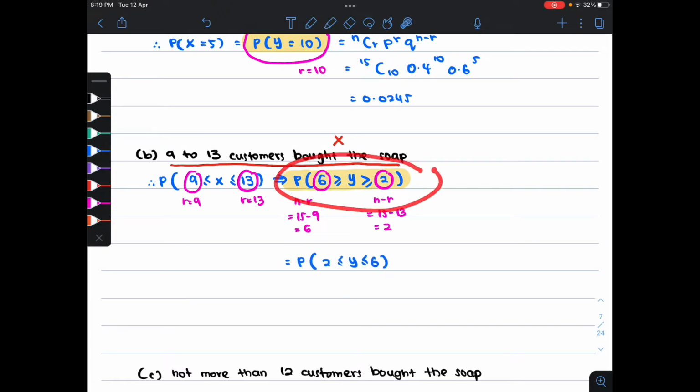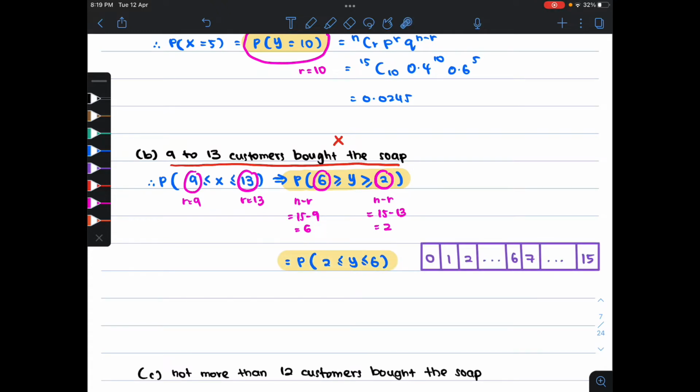And if we rearrange this probability, it's going to be P(2 less or equal to Y less or equal to 6). So don't forget, even though we're changing the event to become event Y, the number of N stays the same, which is 15. So that's why we're going to have the boxes from 0 until 15. And we only need Y from 2 until 6, which is here.